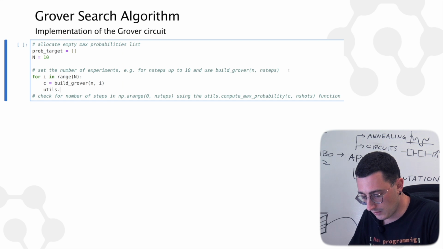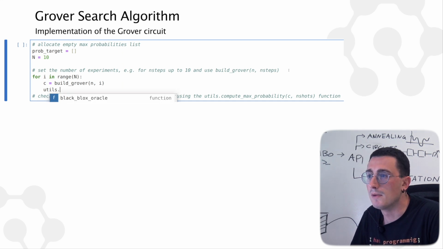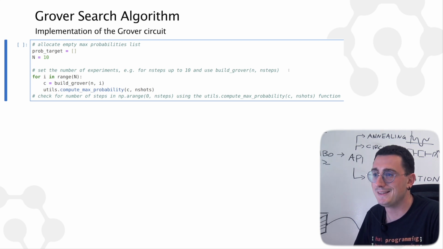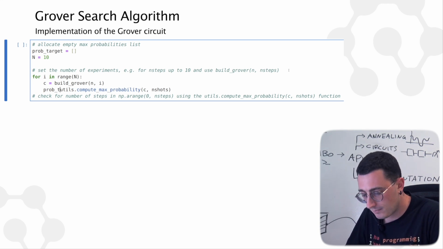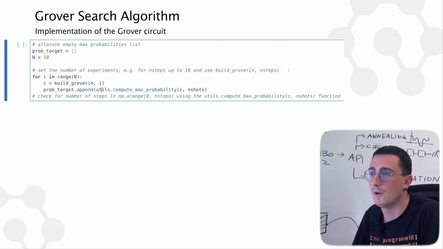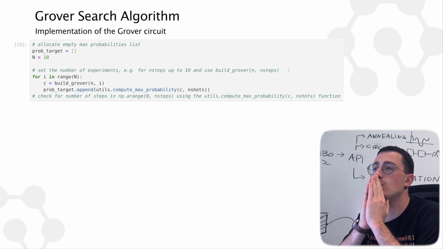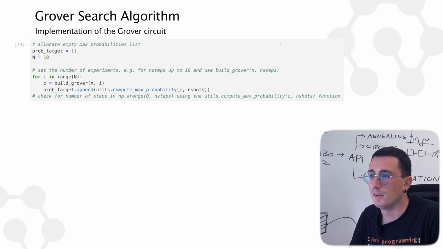And then finally we call a function which is called utils dot compute max probability, and we should provide the function with the circuit and the number of shots. It will return the probability of the guilty state, and we append this value to the probability target list. So prob target dot append, and we append the output of this function. Perfect, so now we can execute the cell, and after a while, yes, we get our list of probabilities.